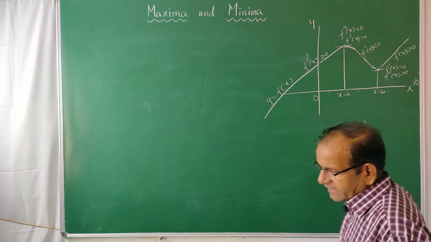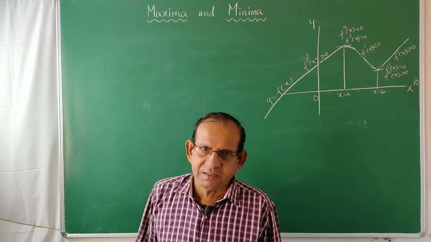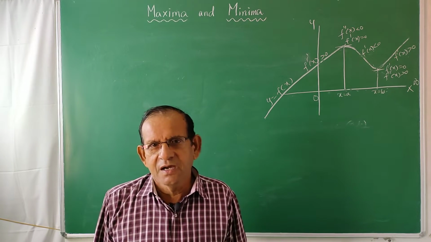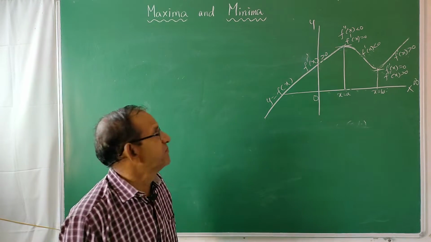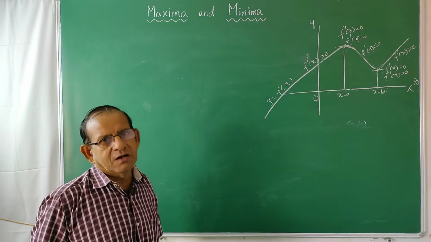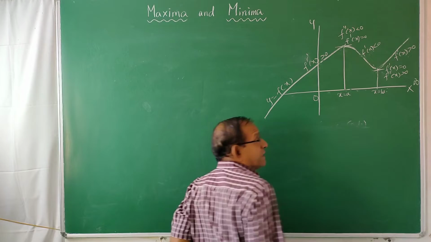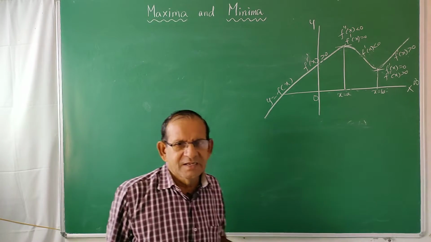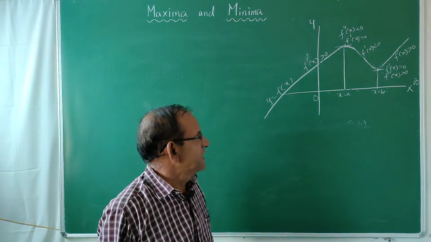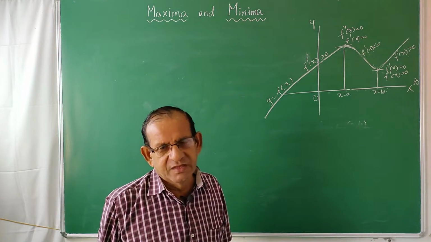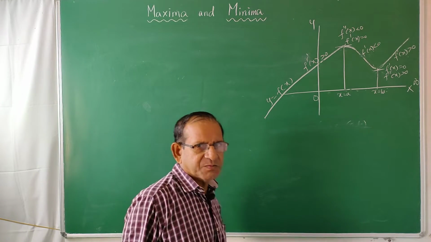So depending upon the sign of f double dash x, we can confirm whether there is a relative maximum or relative minimum. If f double dash x is negative, there is relative maximum at that point. If the second derivative is positive, there is relative minimum at this point.